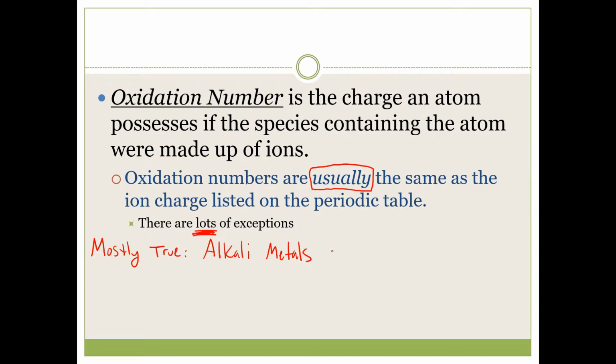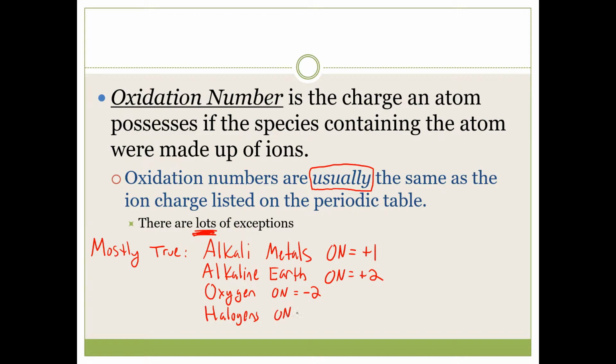The alkali metals family will have an oxidation number of +1 in almost all cases. The alkaline earth metals will have oxidation numbers of +2. Oxygen will have an oxidation number of -2, although that can change depending on the compound, but usually it's -2. Halogens will have an oxidation number equal to -1, but that can also change. And hydrogen will have an oxidation number equal to +1.